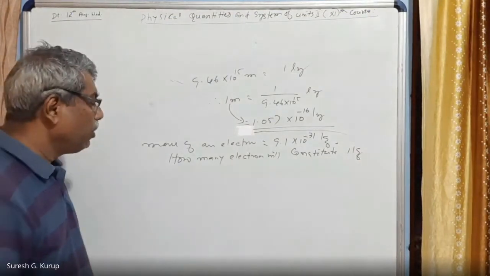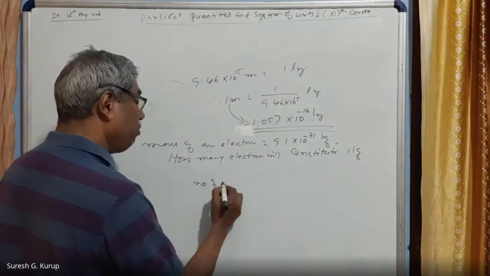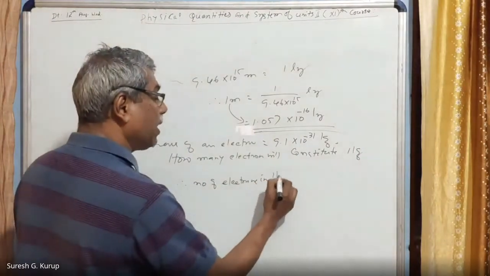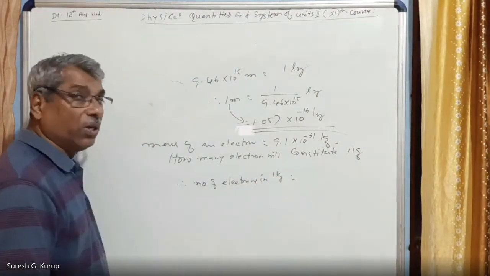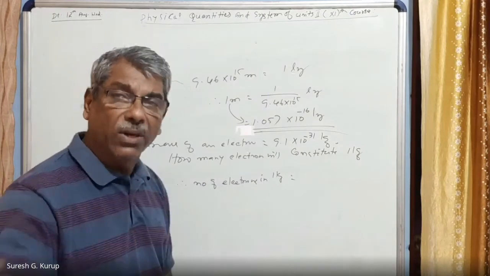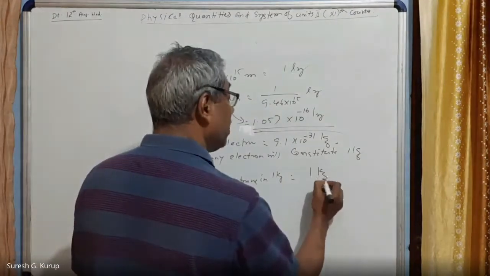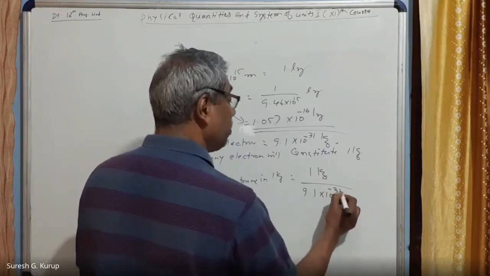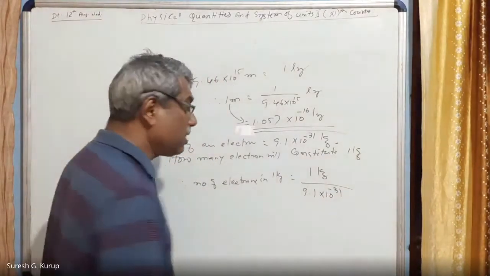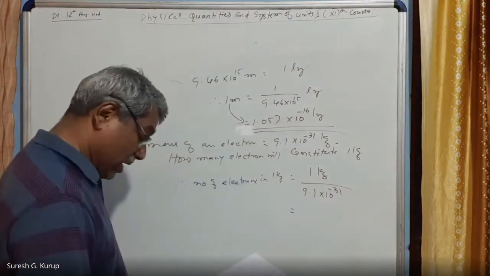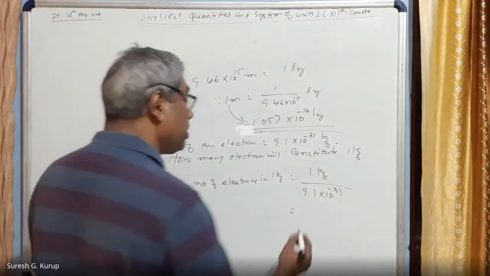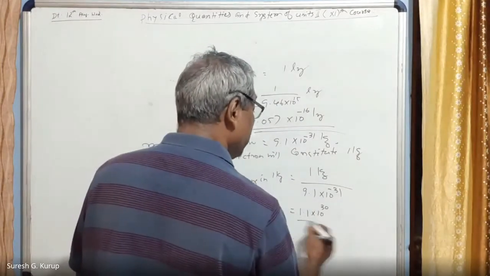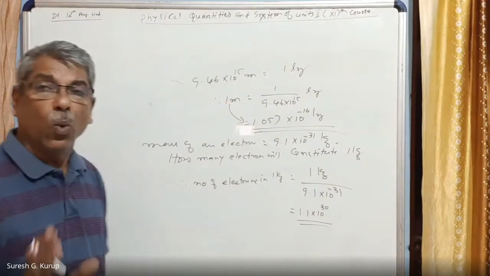Therefore, the number of electrons in 1 kg is equal to the total mass divided by the mass of an electron. Total mass is 1 kg, divided by the mass of an electron, 9.1 into 10 raised to minus 31 kg. The value you are getting is 1.1 into 10 raised to 30. So 1.1 into 10 raised to 30 electrons will constitute 1 kg.